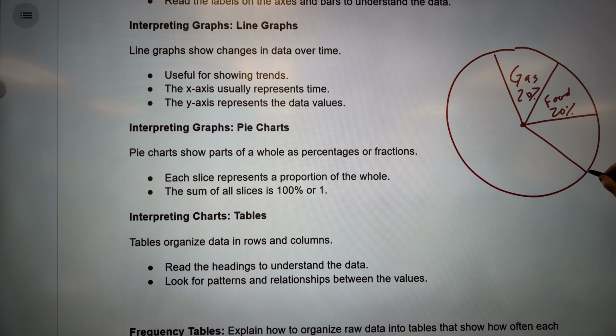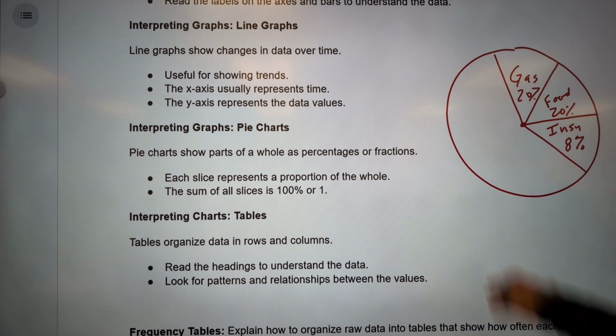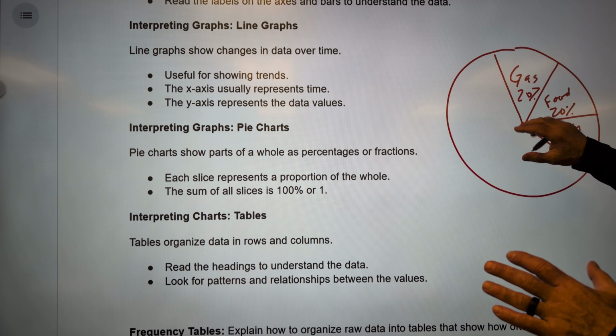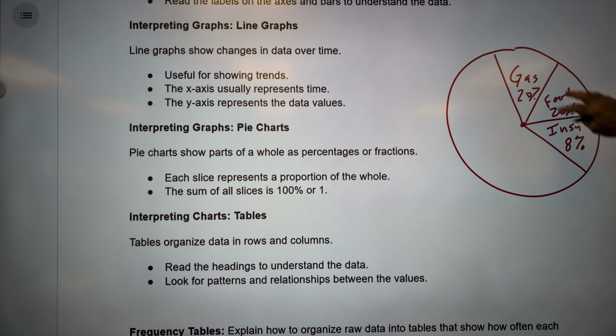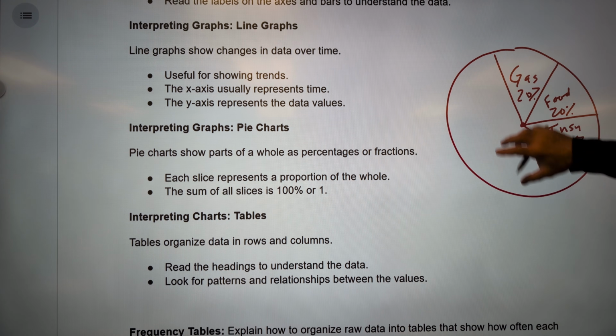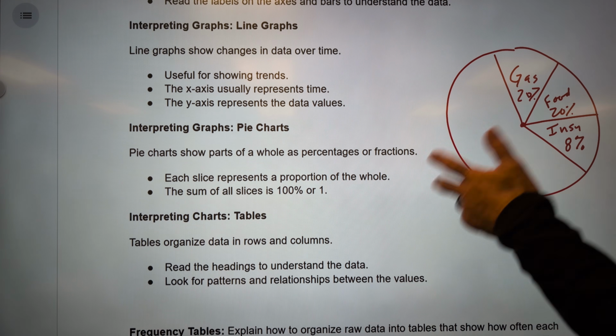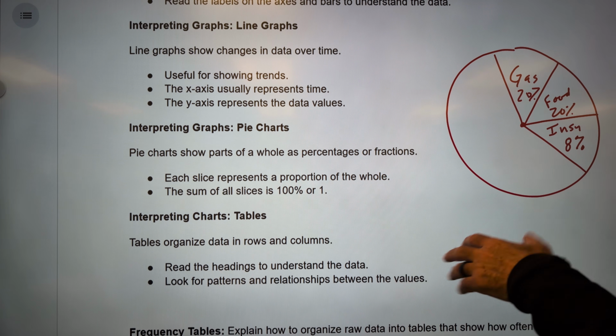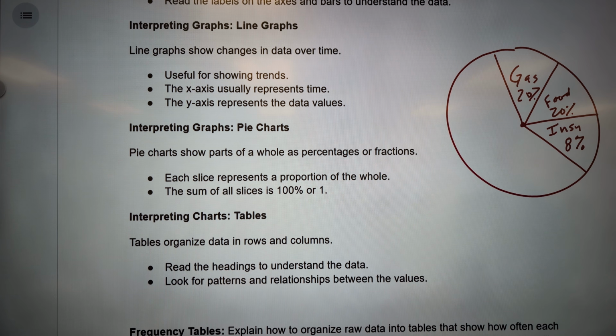And then this much right here could be, I don't know what else, entertainment or insurance. And insurance is maybe 8%. How much do you have left after you pay all those bills? Well, that's a really standard problem. You would add up what you have, 48%. The total is 100%. So you know after you pay your gas, your food, and your insurance, you're left with 52% to pay the rest.